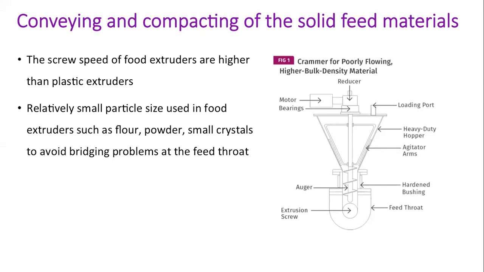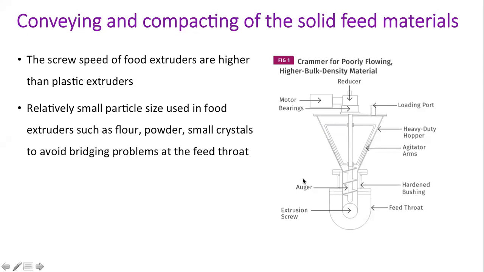Basically starch, flour, and some small crystals we use, and basically we are going to develop a dough. But in aluminium and plastic and other things, we use somewhat larger raw materials in these shapes. So what is the reason? To avoid the bridging problem at the feed throat. So this is the feed throat. You can see the feed throat here, the feeder, right? The hopper, we call it the feeder.